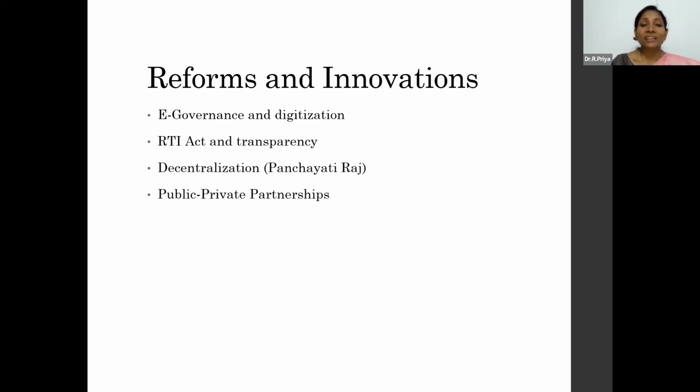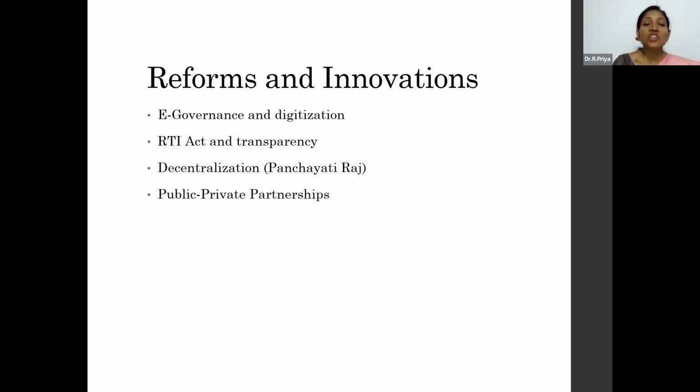Then the RTI Act, that is, the Right to Information. It was enacted in 2005 in India to promote transparency and accountability. It allows citizens to seek information from government authorities regarding decisions, funds, and operations. So citizens can file an RTI to know how funds are used in local government schools or roads. We can find that out.